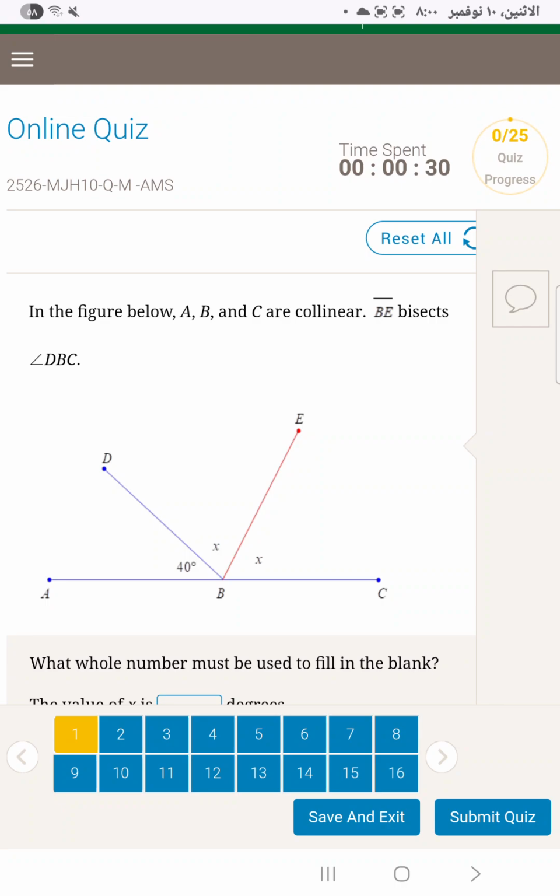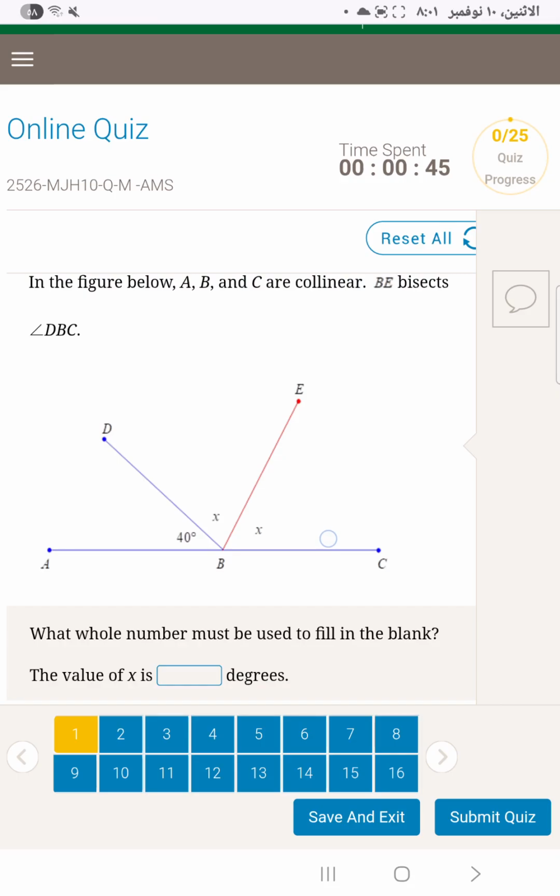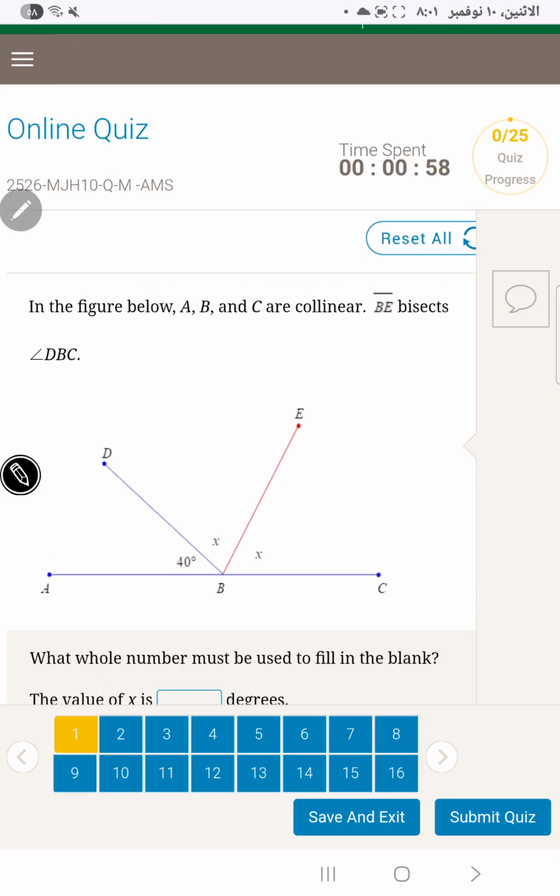In this video I'm going to solve the online quiz for week 11 AMS. In the figure below, A, B, C are collinear. BE bisects DBC. Find the value of X.